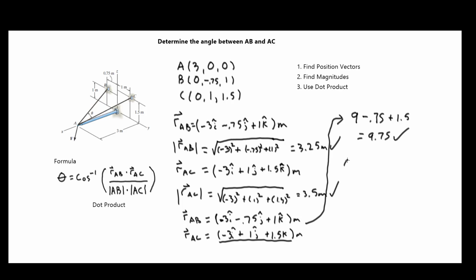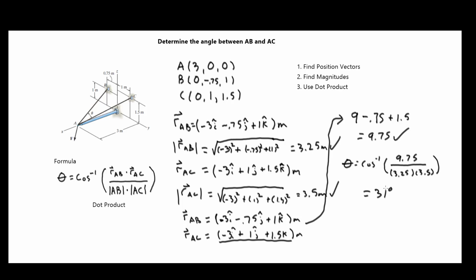So we have theta is equal to cosine inverse of 9.75 over 3.25 times 3.5. That gives us a final answer of 31 degrees.